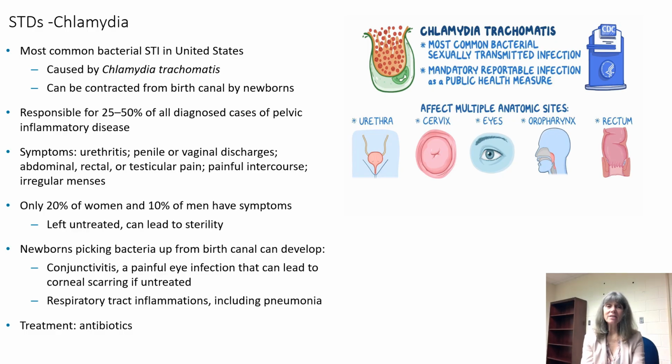If left untreated, chlamydia can lead to sterility. Newborns who may contract chlamydia from the birth canal can potentially develop conjunctivitis, which is a painful eye infection that can lead to scarring of the cornea if it's not treated. They could also potentially develop respiratory tract inflammation and infection, including pneumonia. So the treatment for chlamydia is a course of antibiotics because it is a bacterial infection.